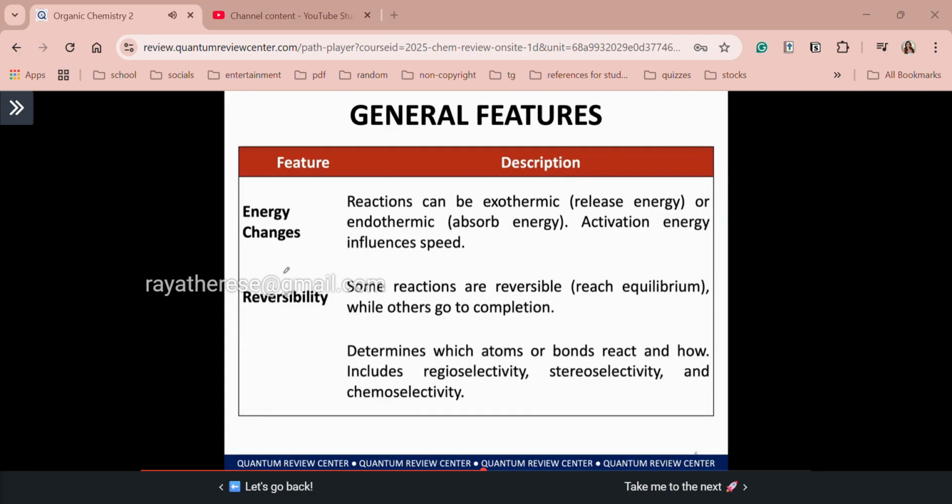Alright, next we have this one. It determines which atoms or bonds react and how, diba? This one will include the discussion on regioselectivity, stereoselectivity, and chemoselectivity.